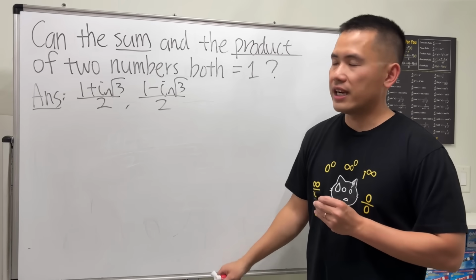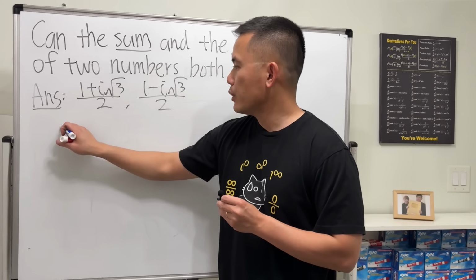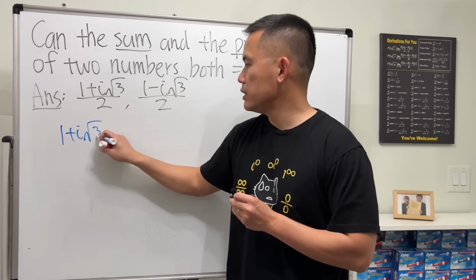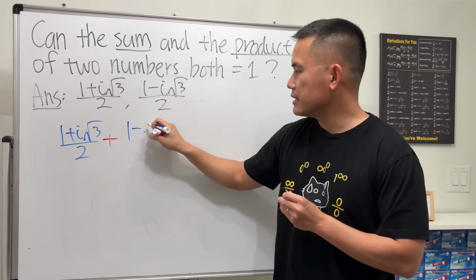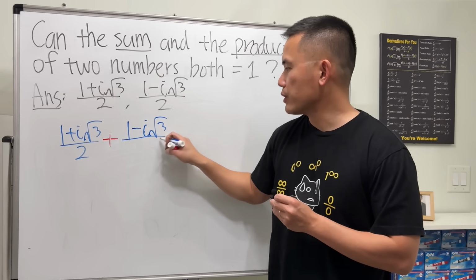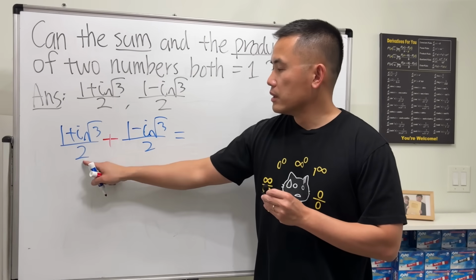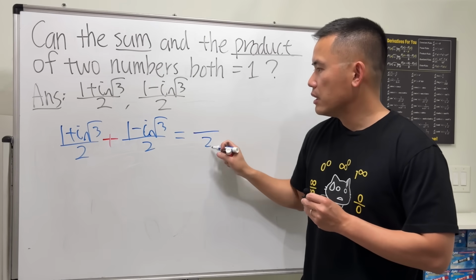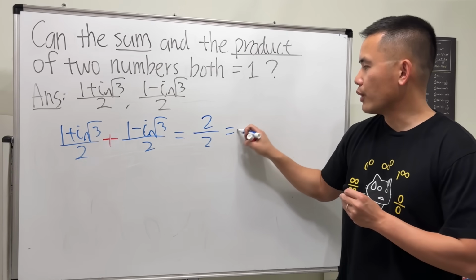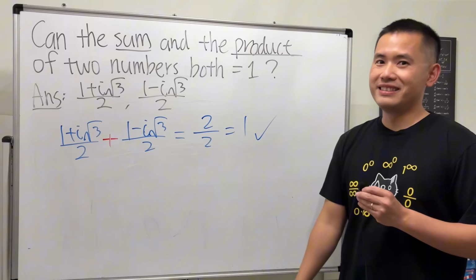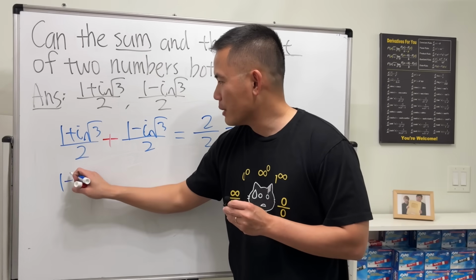And just a quick check. If we add them up, here we have 1 plus i square root of 3 over 2 plus 1 minus i square root of 3 over 2. They have the same denominator already. When we add, this and that will cancel. 1 plus 1 is equal to 2. So the answer is equal to 1. Done.